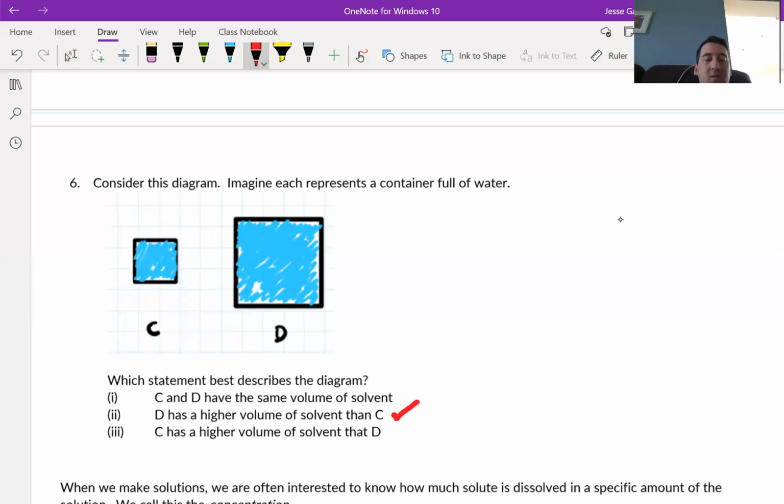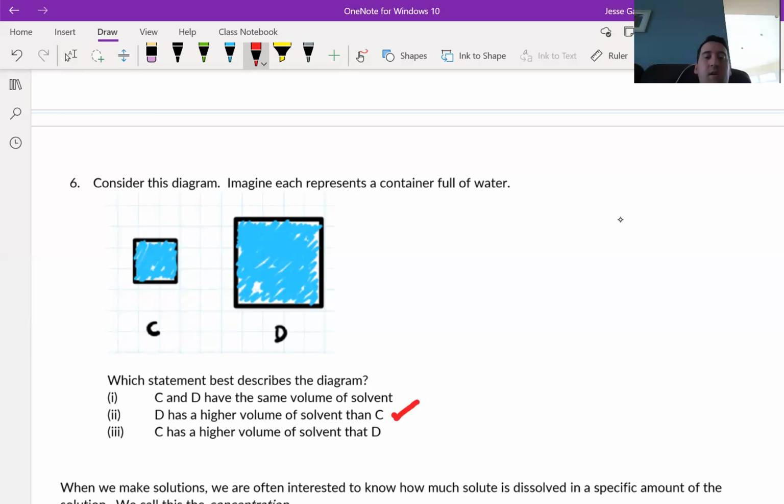Let's just rule out the last one. C has a higher volume of solvent than D. Well, this is the complete opposite of number two. And hopefully to you, it very obviously is incorrect because C is a much smaller box. Therefore, D has to have more volume.